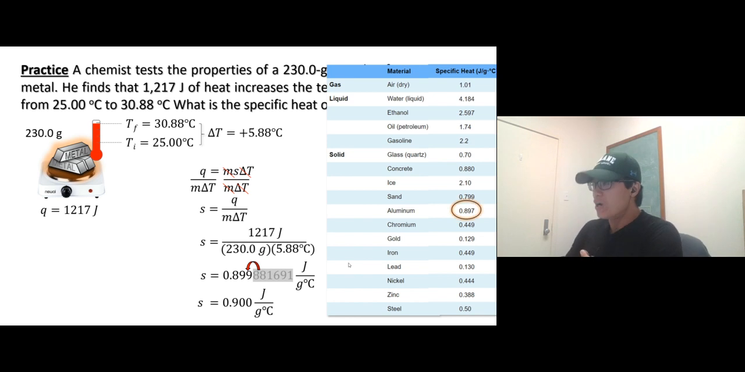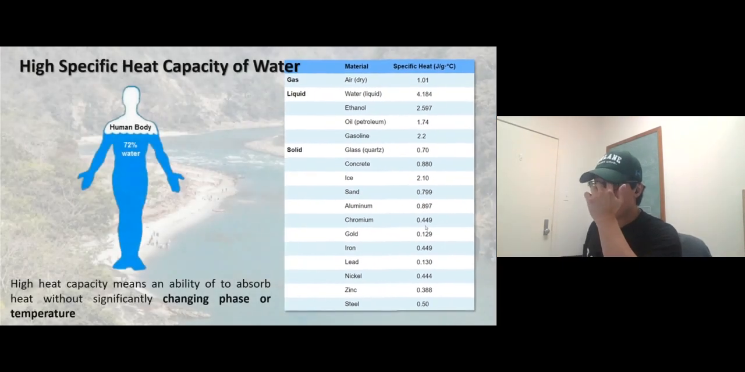It's aluminum right here. So the specific heat capacity of a matter is a property. Each substance has its own specific heat capacity. So it's like density, right? You can use the value of specific heat capacity to identify matter. It could be gas, liquid, or solid. In this case, it's aluminum. There we go. All right, a little bit of application about the specific heat capacity here.